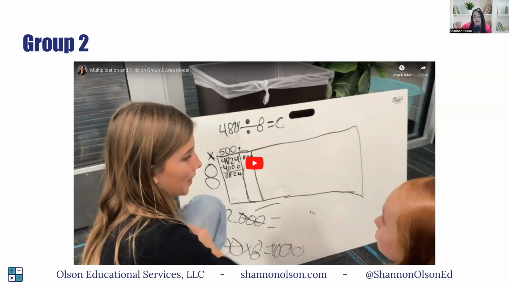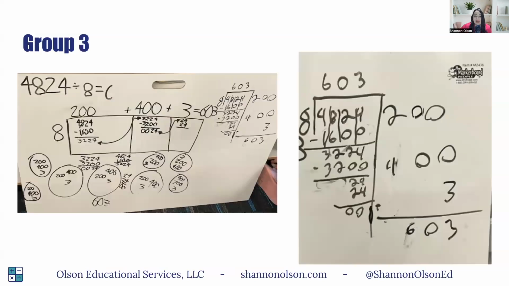Well, I do think they have a pretty solid understanding of the area model for multi-digit division. Let's go ahead and look at group 3. So you can see that group 3 tried several different strategies and models. They had an equal groups model. They also had an area model. They also attempted partial quotients. And they also were looking at pulling out groups of hundreds, first 200, then 400, and then 3. So let's go ahead and look at their video, and then we'll come back and unpack their thinking a little bit more.